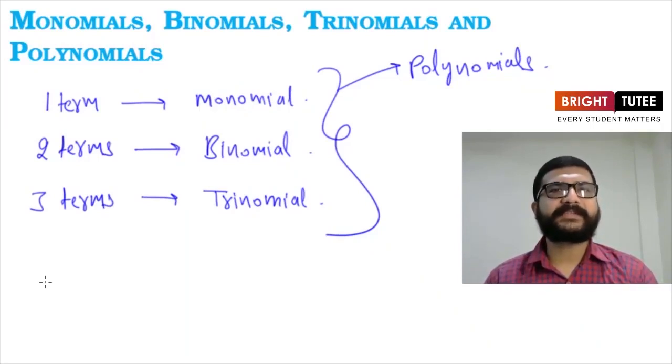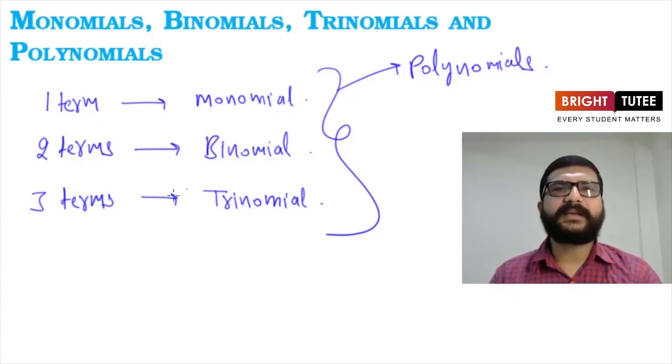So an algebraic expression having one or more terms is known as a polynomial, and specifically if it has only one term, it is known as a monomial. If it has 2 terms, then it is a binomial, and for 3 terms it is a trinomial. So this is how we can classify algebraic expressions based on their number of terms. Now let us see a few examples based on each category.